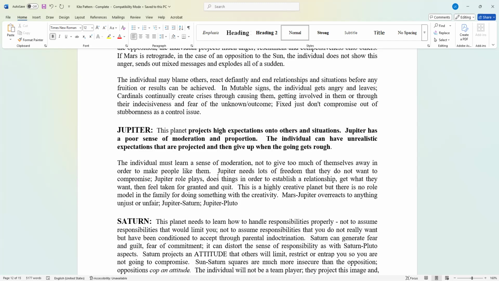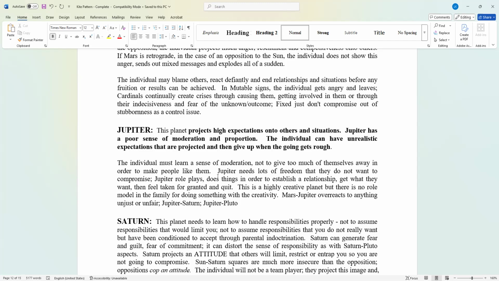And if you know Alfred E. Newman from Mad Magazine, my cousin who's passed away, Frank Kelly Freas, he originated Alfred E. Newman. And so Jupiter is pure creativity. And so working with creativity is going to be helpful in resolving the opposition. If there's a Mars-Jupiter aspect, the person tends to overreact to anything that seems unjust or unfair.